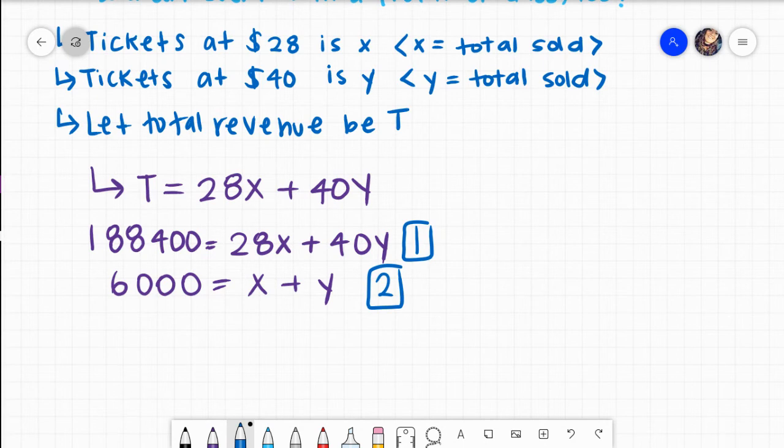So the first thing that we're going to do is I'm going to notice that I do not want to do the addition method here. In order, y'all, to cancel, say, the x variable, I would need to multiply equation 2 by negative 28. That's not pretty. In order to cancel or solve for the other variable, I would need to actually multiply equation 2 by negative 40. Do you see how that doesn't seem very feasible, right?